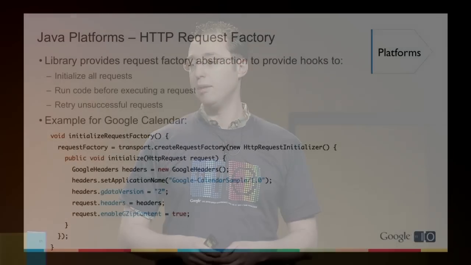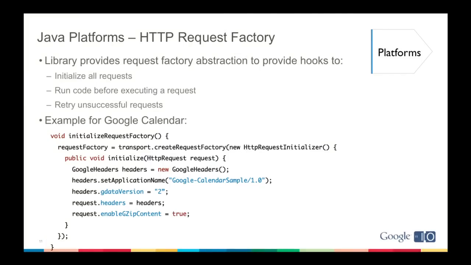So there's an example here of how you use the request factory. And the request factory is nice because it lets you do a bunch of consistent behaviors across every request that you make. And there's some more sophisticated functionality in it that I'm not demonstrating code for here, but you can have code run before you execute any request. You can have code run after you get an unsuccessful request.